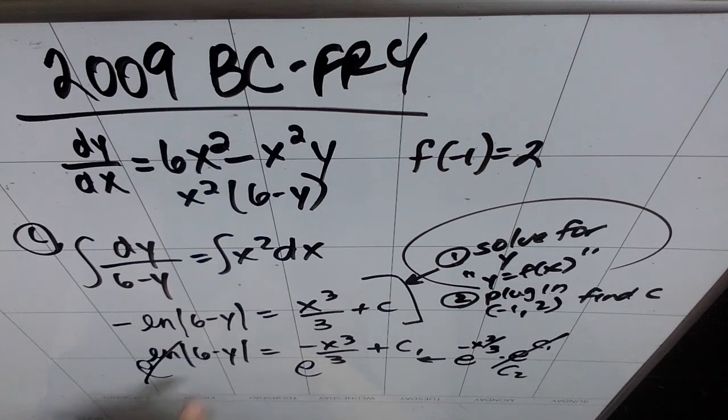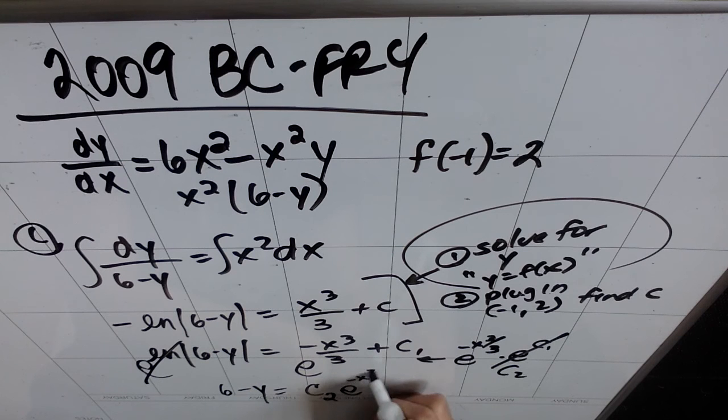What that does is it allows me to go ahead and ignore this absolute value, because the absolute value would care which direction was positive and negative, but if there's a constant in front, that constant being positive or negative would take care of my problem. So I'm going to go ahead and make this 6 minus y equals c sub 2 e to the negative x cubed over 3.